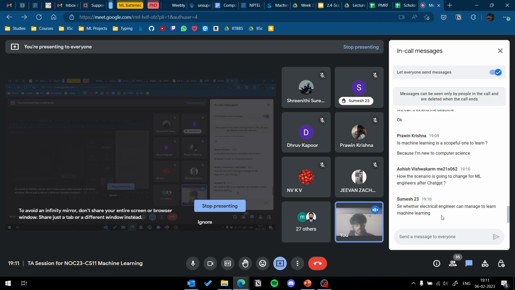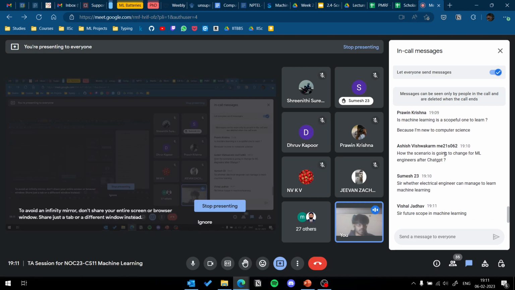I would recommend, if you have a slight background in coding, it definitely helps. But Python is a very easy language to learn. So even if you don't have a background in coding, I don't think it should be an issue. You can learn it pretty fast.